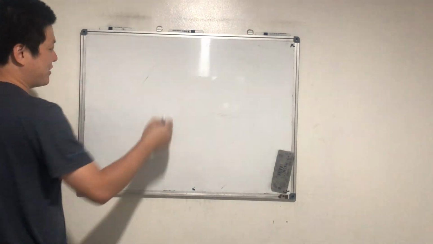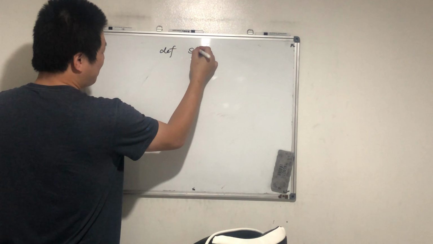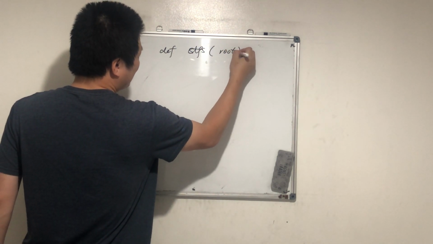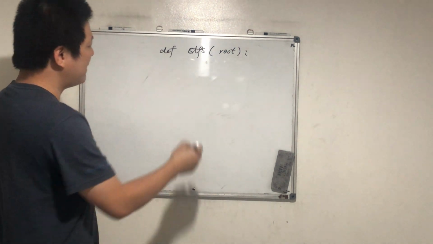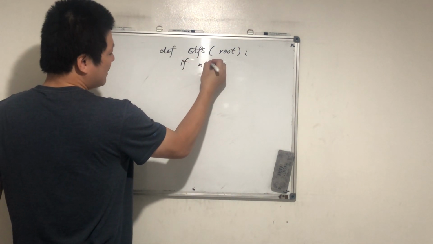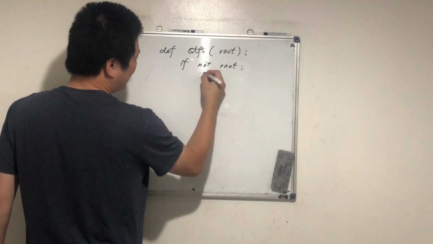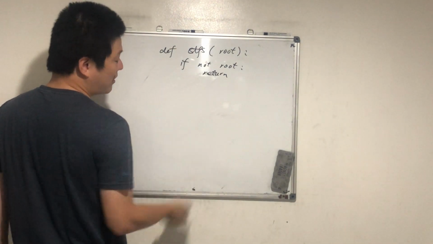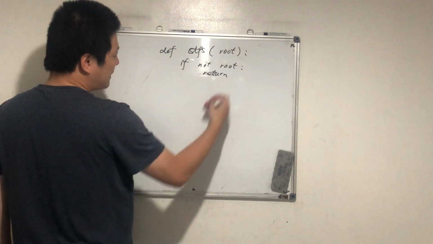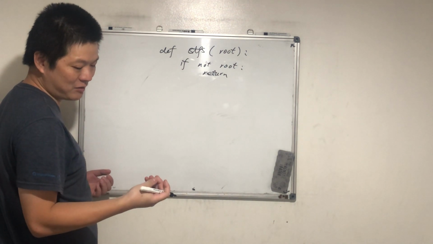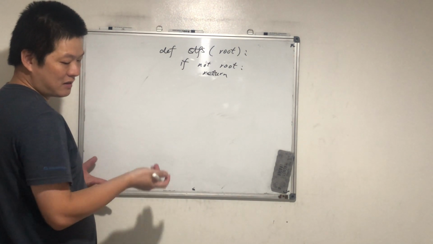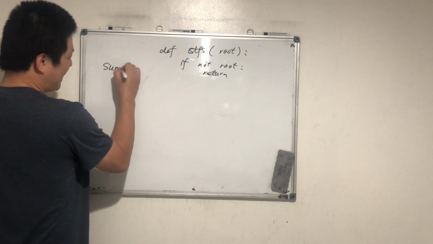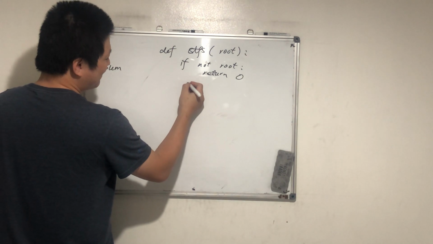Define the sum with depth first search. If this is the root, it's very easy. If the root is empty, what should we return? What's the sum of an empty root? If it's nothing, what should we return? 0. Otherwise, we do what?